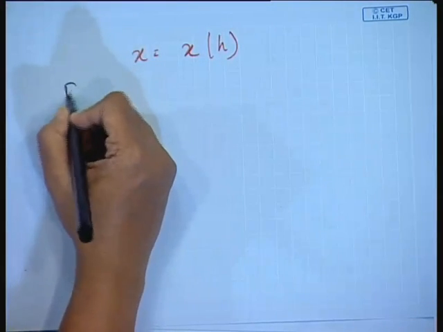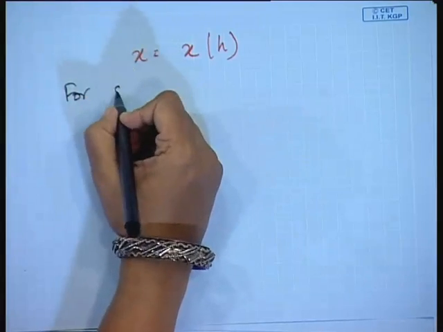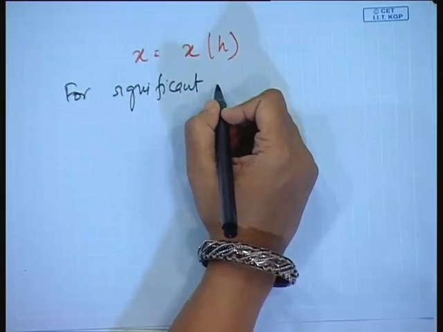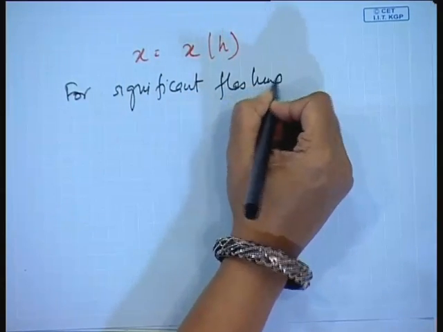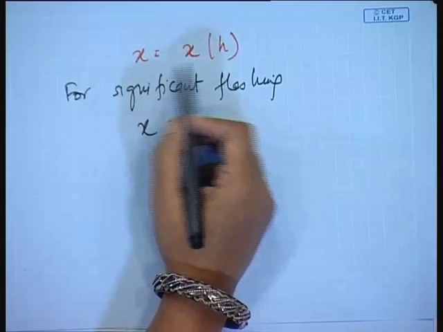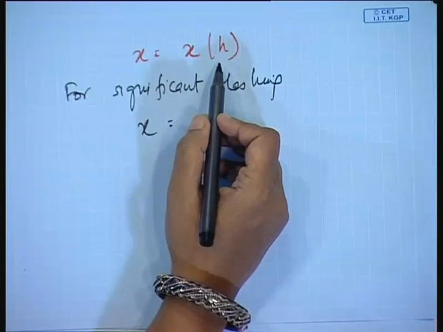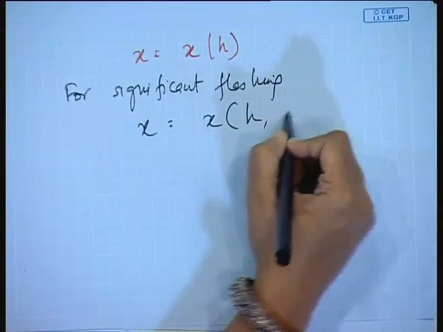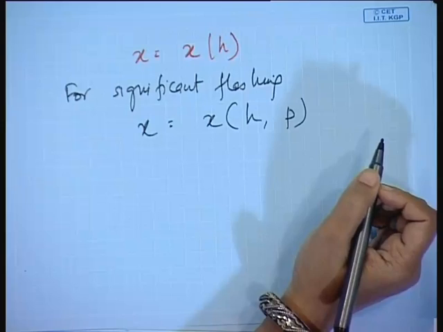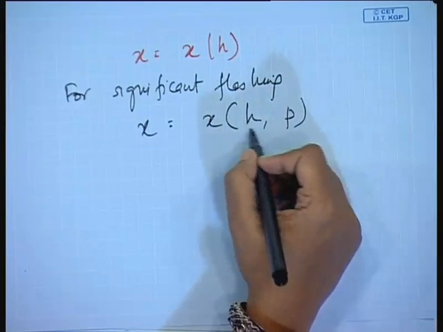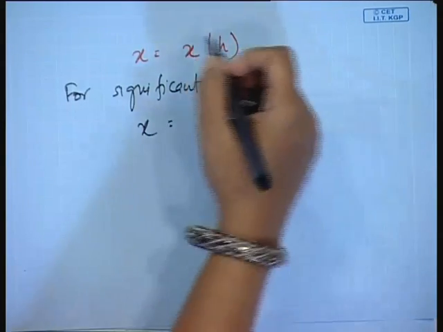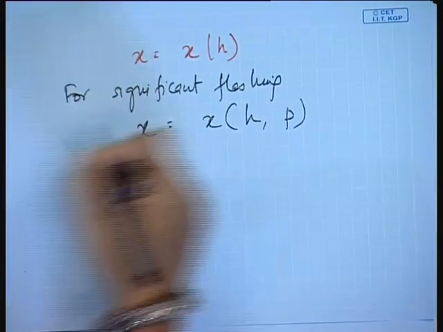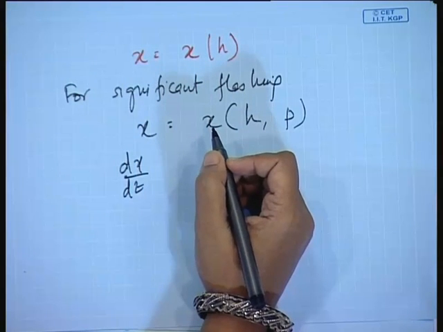For significant flashing, if there is significant flashing, that condition, x will be a function of enthalpy only. Under that condition it will be a function of both enthalpy as well as pressure, right. So, therefore, under that circumstance, your dx/dz cannot be obtained from enthalpy balance alone.